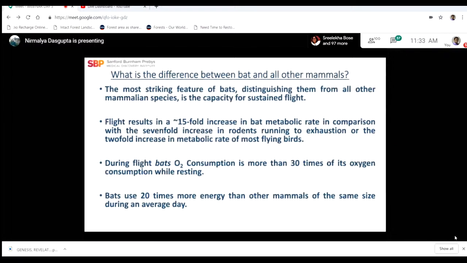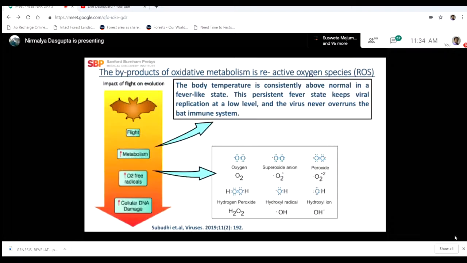And because of the higher metabolic rate, they need more oxygen, which is 30 times higher oxygen consumption when they fly compared to when they rest. So they need 30 times more oxygen during their flight. Bats also use 10 times more energy than other mammals of the same size during an average day. So what happened? During flight, they need more metabolism. More metabolism needs more oxygen. And more oxygen means what? Before that, I will tell you about metabolism.